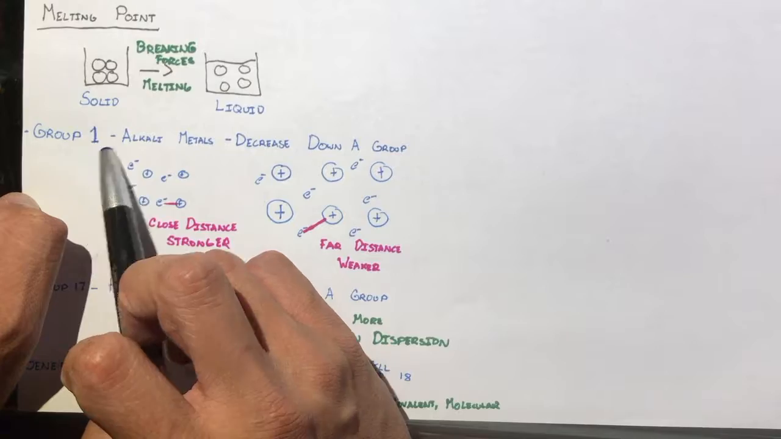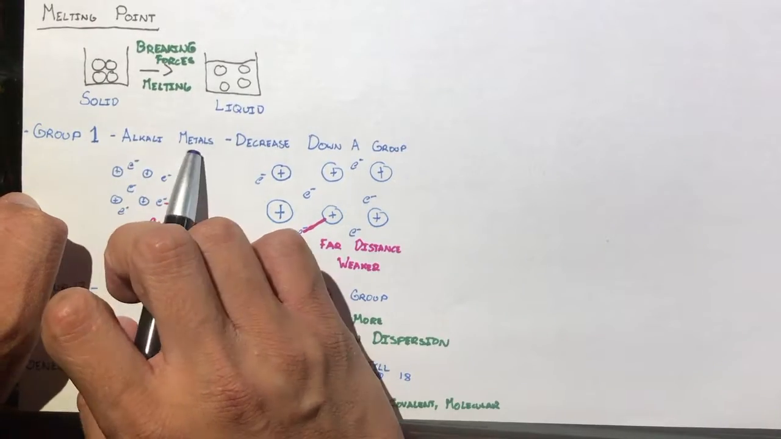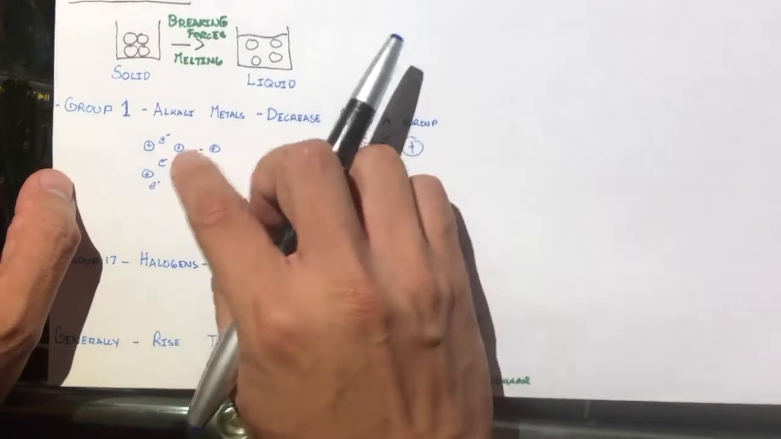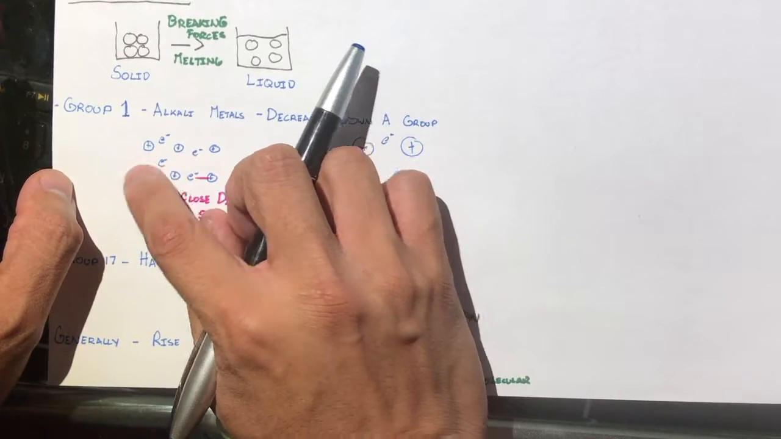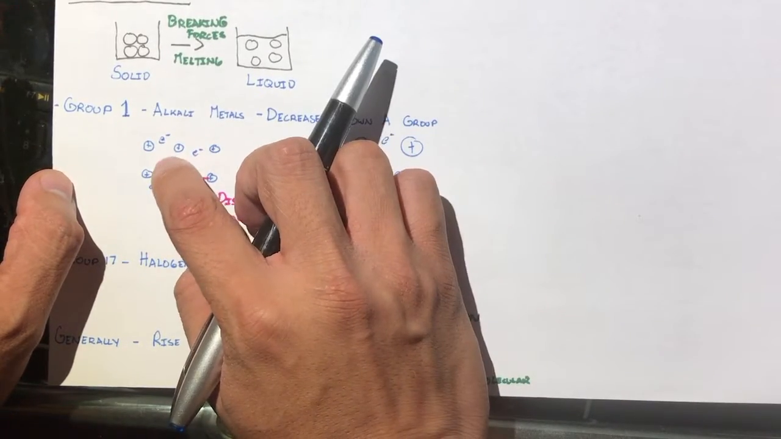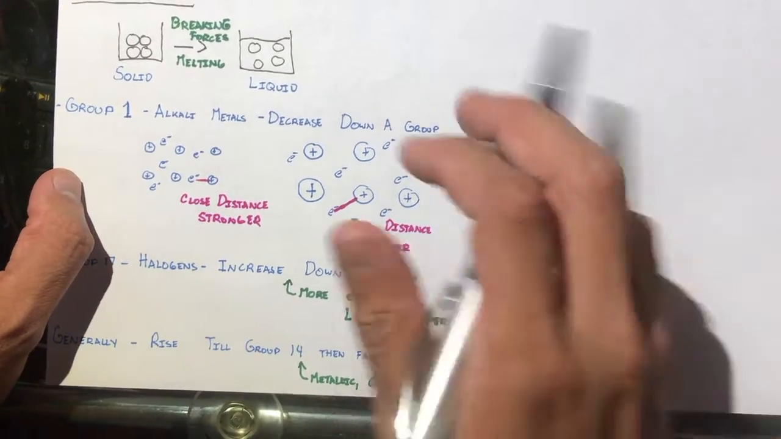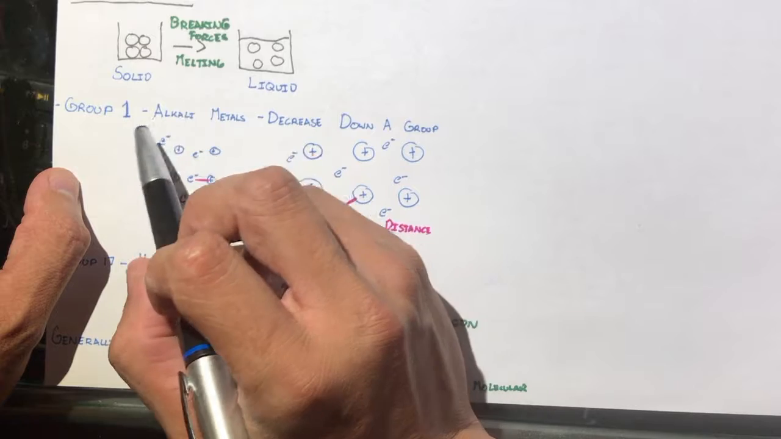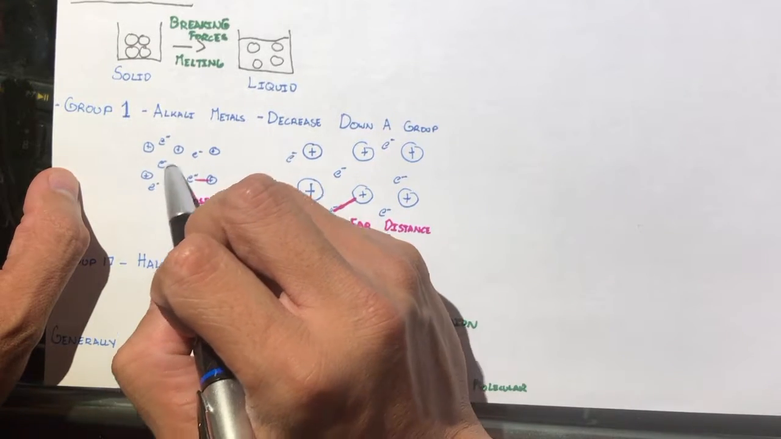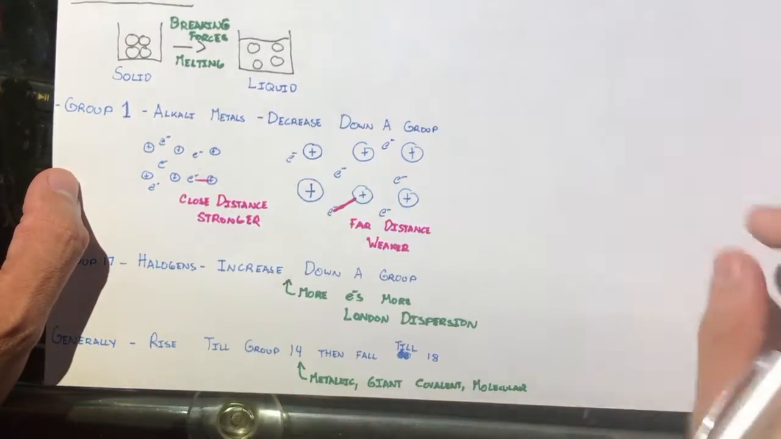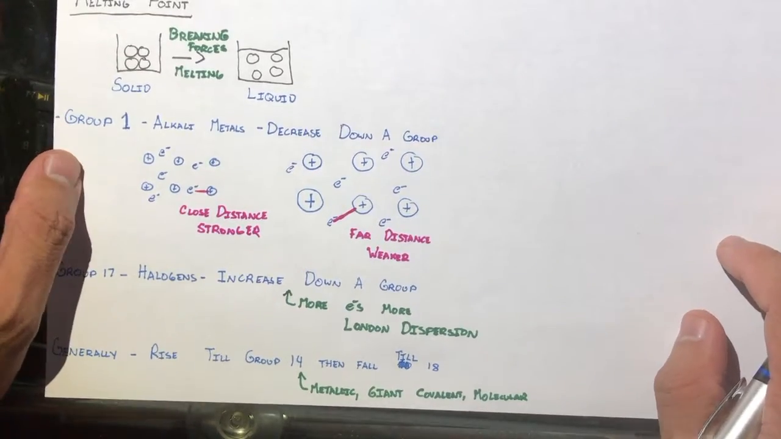For group 1, the alkali metals, the melting point is going to decrease down the group. Why is that? If we see here, these are poorly drawn protons. We'll talk about this more in bonding in chapter 4. But metals are bonded together in that they have a bunch of positive charges, and these electrons are free to move in between all of those positive cations.